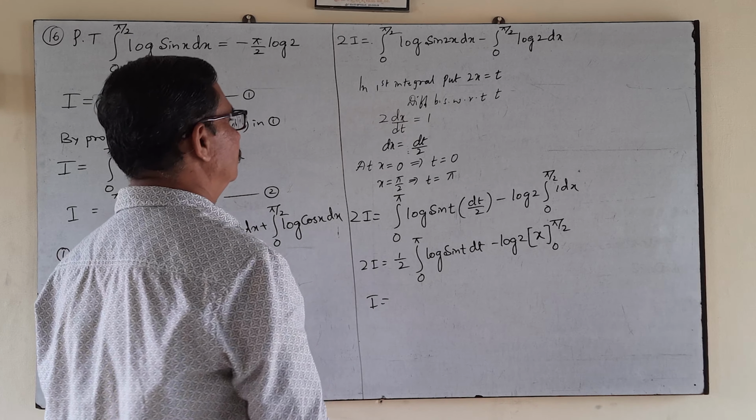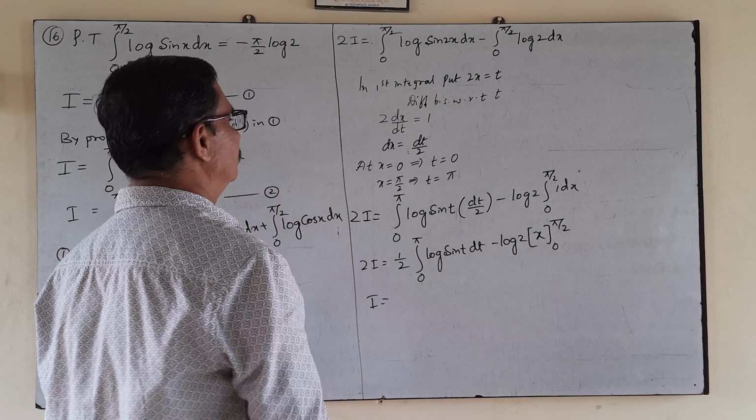So I is equal to 1 by 4. In the first integral, now identify whether it is in the form of the same result, or you can write one more step by using property number 3. We can write 0 to pi log, instead of t we write x dx, minus pi by 2 into log 2. Now observe, is the first integral in the form of the given data?